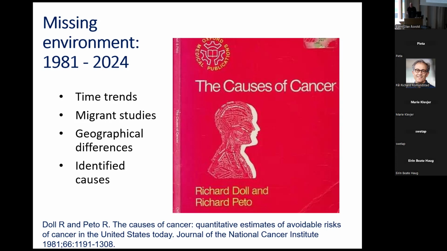So by environment, they mean everything. That includes the social environment and behaviours as well. It isn't just the external environment, like air pollution or something in the soil or pesticides. The environment is all those things that could be modified. And obviously behavioural factors were considered to be a major component of this.